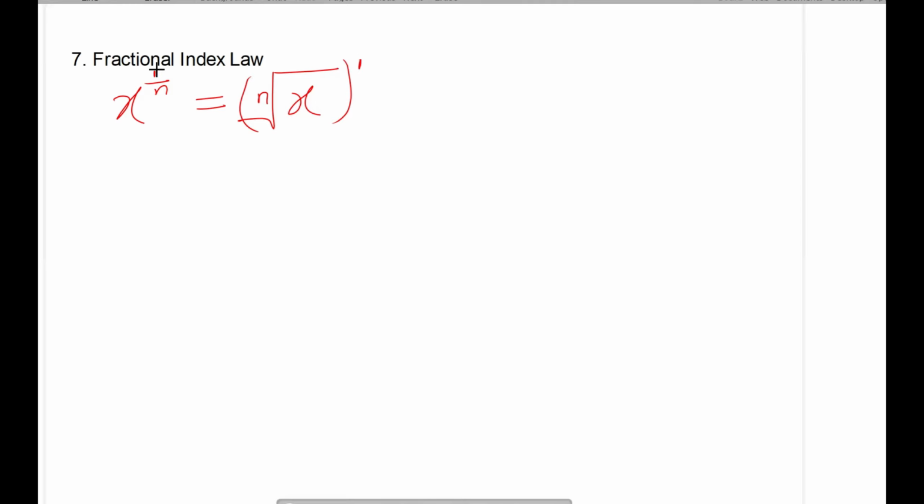If you have the power or the index in the form of a fraction, you see the numerator of this fraction is 1 and the denominator is n. So depending on the value of this n, you just put the root of n for the value of x, all raised to the power of 1. Anything raised to the power of 1 will retain its value. So this is simply the same thing as having the nth root of x.